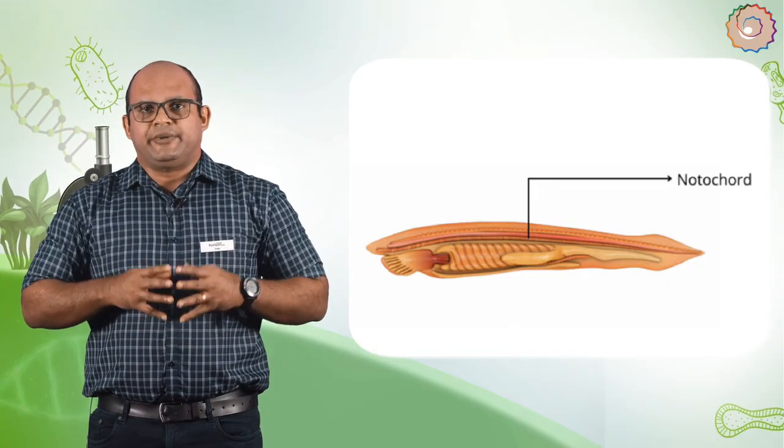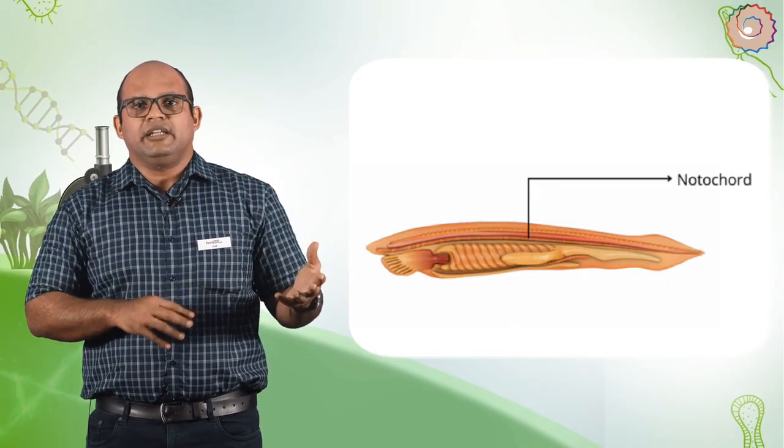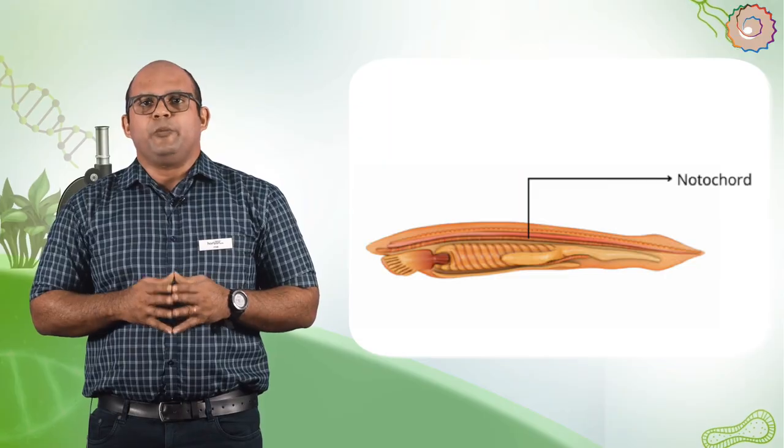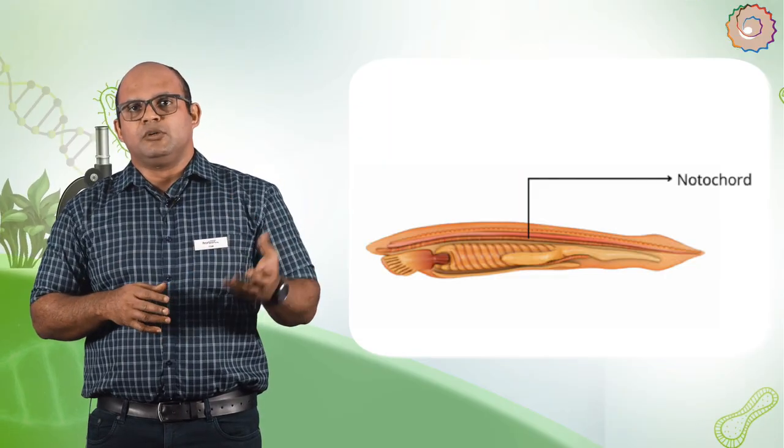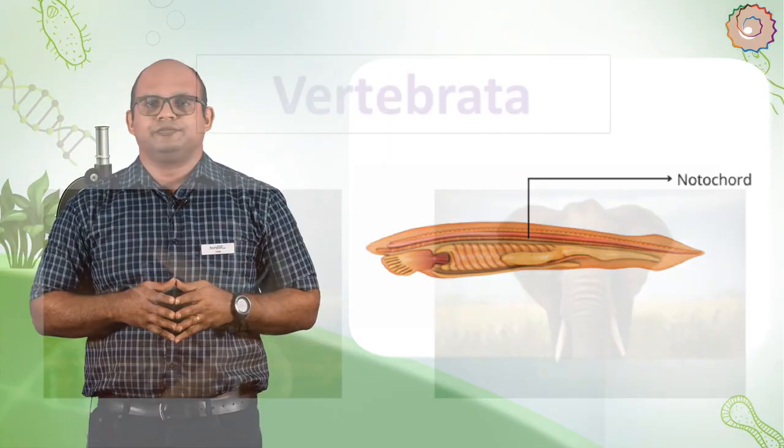This structure also separates the nervous system from the gut in these organisms. This group is marine in origin. Examples include Balanoglossus and Herdmania.